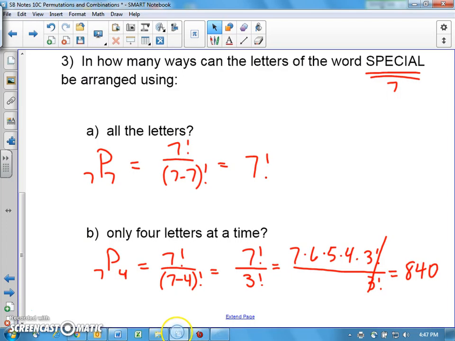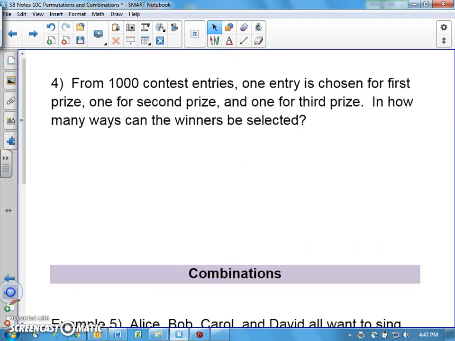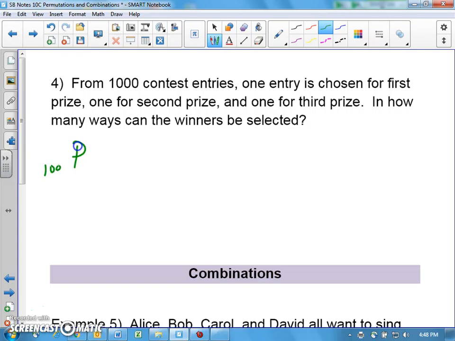Alright, so let's go back to the notes now and look at our next one. This one says from 1,000 contest entries, 1 entry is chosen for first prize, 1 for second, 1 for third. So you're choosing a total of 3 out of 1,000. I want you to stop the video and set up this permutation. Use the notation, put the factorials in place, and calculate it. You should have a permutation of 1,000 items, and you're going to choose 3.